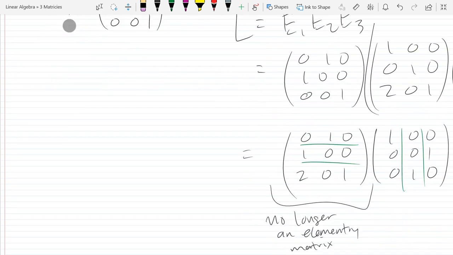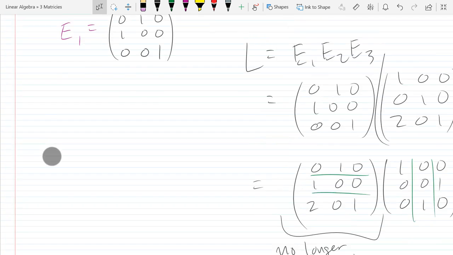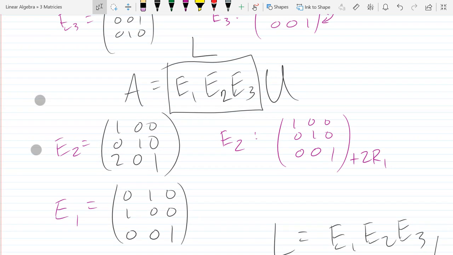So whenever you're doing this, never do swaps because that ruins it? I believe the swaps will. Well, if your elementary matrix that corresponds to your swap is not lower triangle, then it will mess it up.